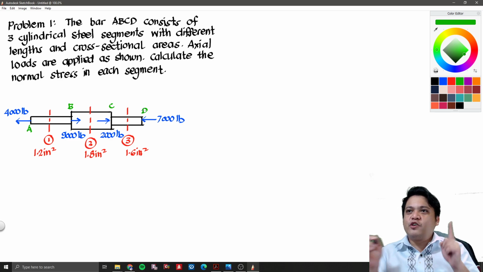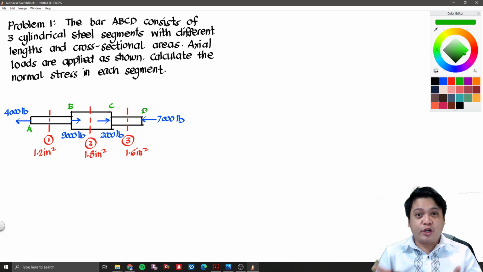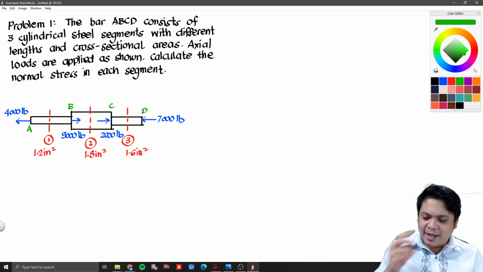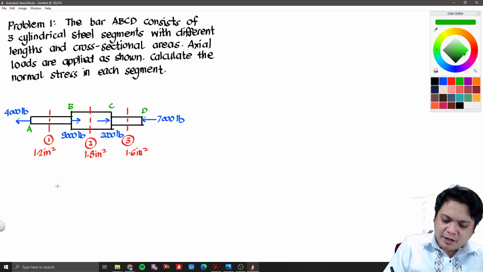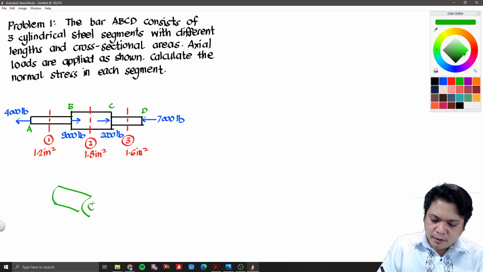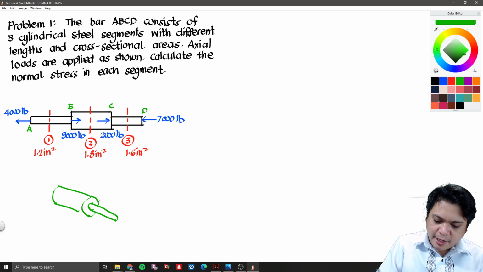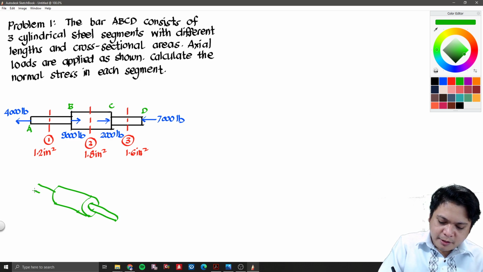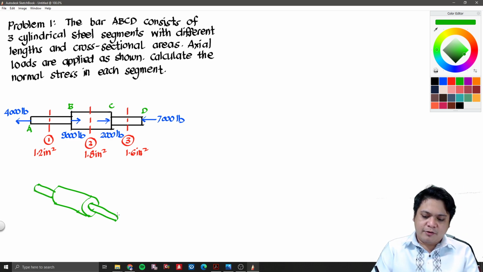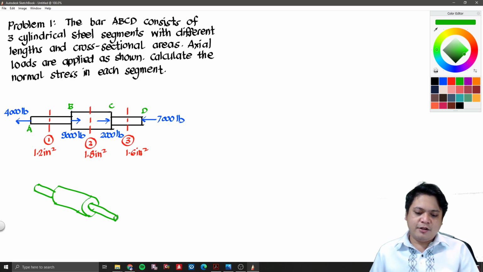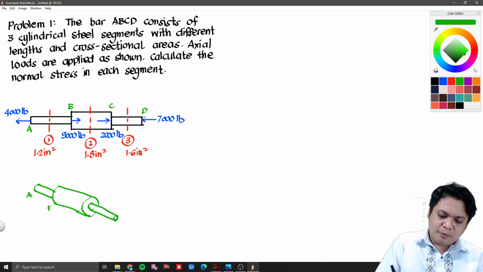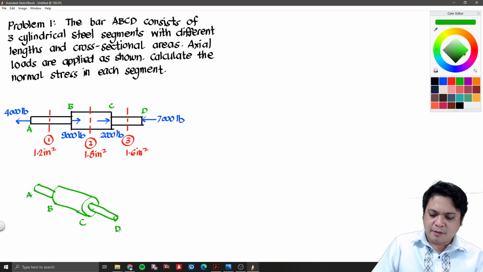Okay? The segment from A to B is constant. Okay? It has an area of 1.2 inches squared. Kumbaga, in 3-dimensional, it looks like this. Okay? So, that's it. It looks like that. And then there is also one there. Okay. So, that's what your cross-section area looks like, no? So, this is the point A, the point B, the point C, and then the point D.